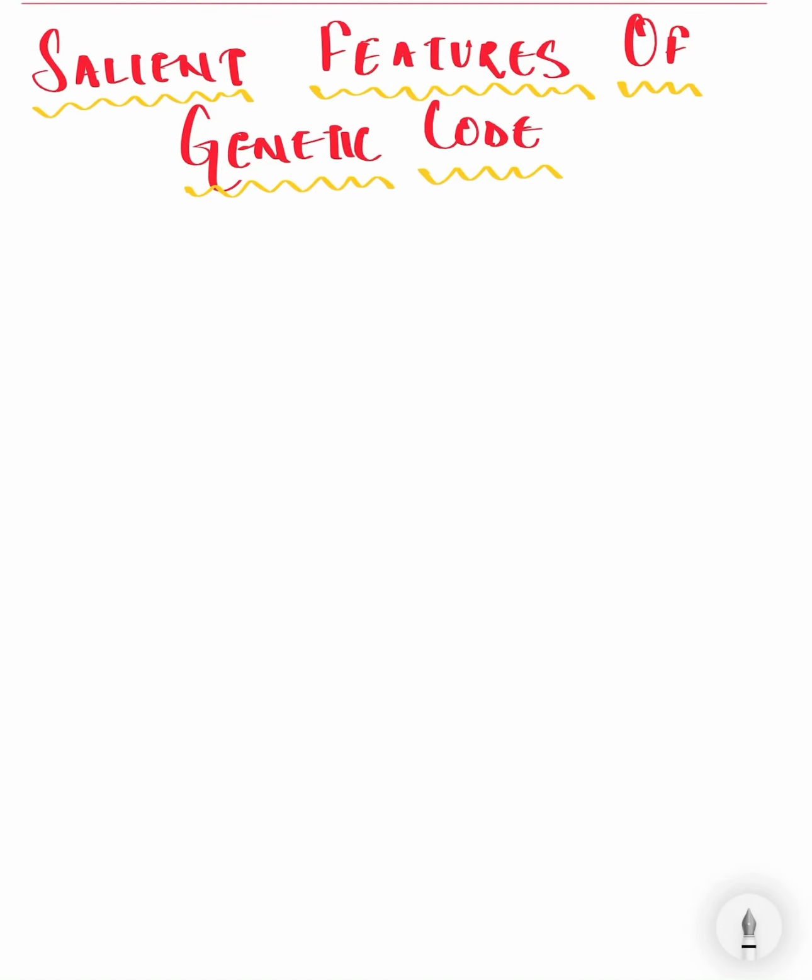Hello everyone, today we'll talk about the salient features of genetic code. There are around 6 features of genetic code that we have. So let's talk about it one by one.